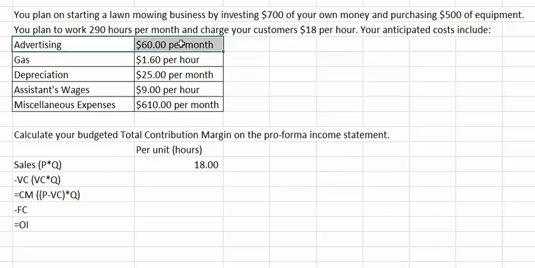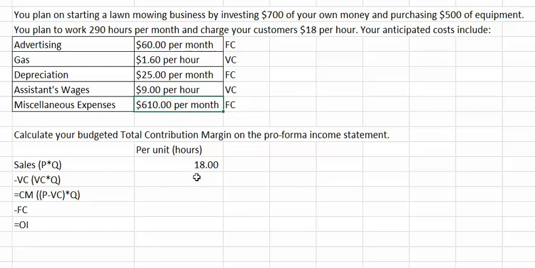And variable costs are any costs that go up with each additional unit. In other words, it changes in total as volume changes. So the advertising, because it's $60 a month, it's a fixed cost. Whether you work one more hour or not, it's $60. Gas is a variable cost because if you work one more hour, you've got an increase in that cost. Depreciation is fixed, just like the advertising. The wages is a variable cost because with an additional hour, you're going to have to pay $9. And the miscellaneous is a fixed. Whether you work 1 hour or 300 hours, it's $610.